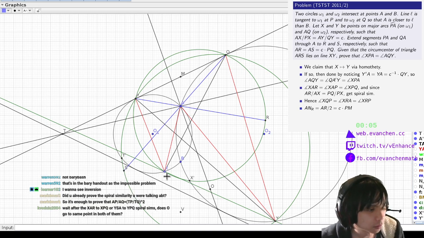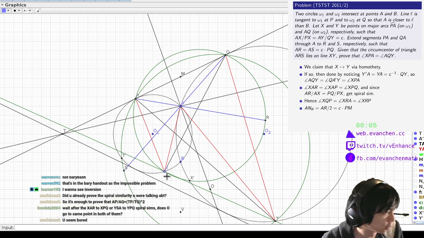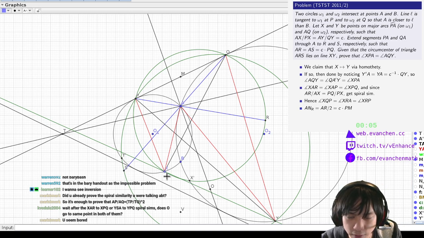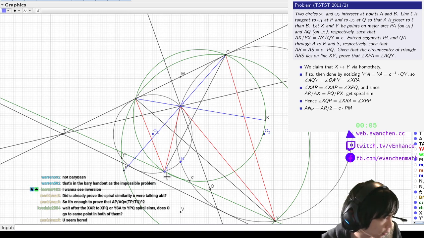Does O go to the same point in both of them? You seem bored. I just don't feel like I'm getting anywhere. Is it enough to prove that AP over AQ equals TP over TQ squared? Wait, what? Why is that sufficient?